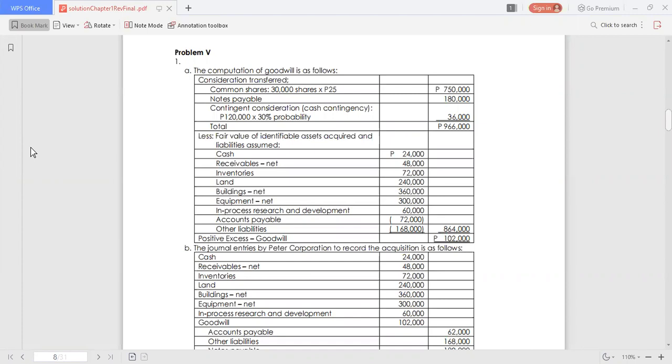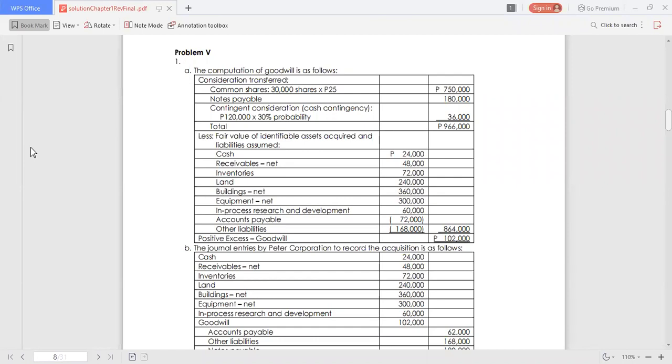We now begin with requirement number 1, the computation first of the positive excess or goodwill. So we have the consideration transferred for the common stock, that's in letter A: 30,000 unissued shares with a market value of 25. So that's now a consideration transferred of 750,000.